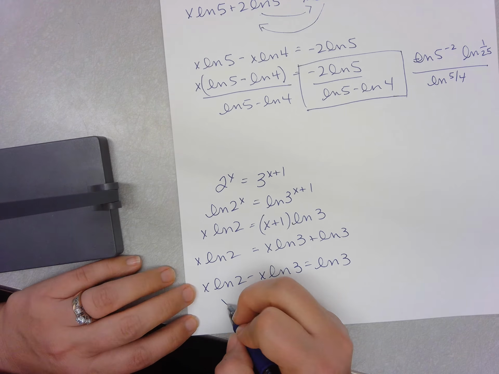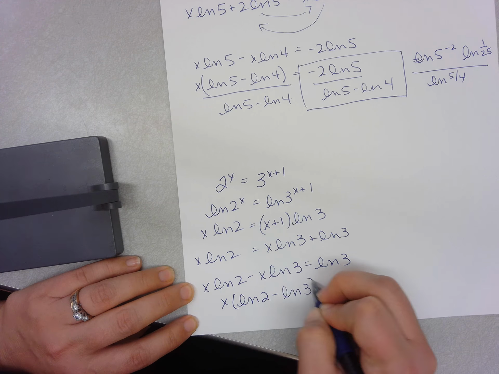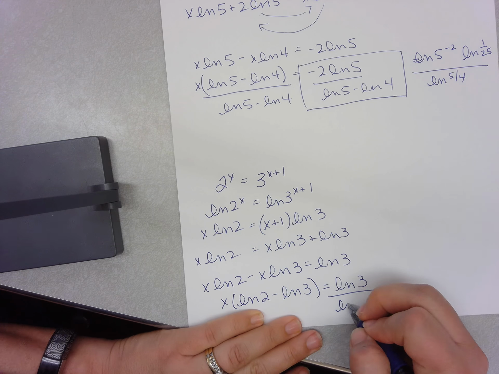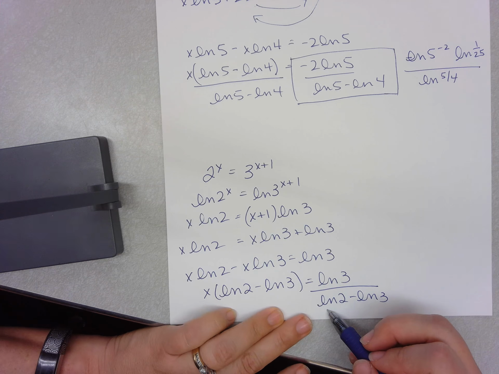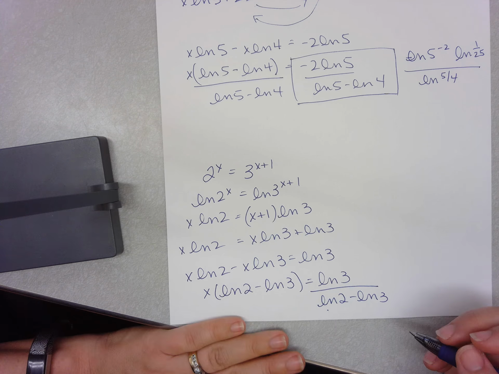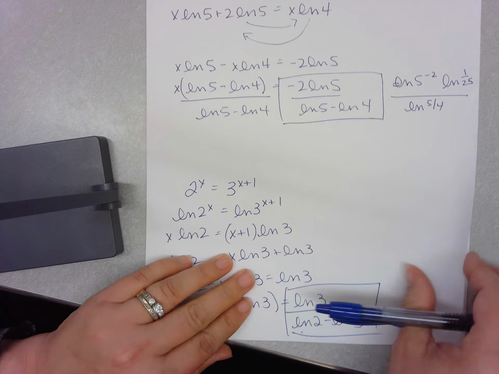And I can factor out my x. So this is x times the natural log of 2 minus the natural log of 3 equals the natural log of 3, and then I can just divide. So this is the natural log of 3 over the natural log of 2 minus the natural log of 3. Again, I could write this bottom as the natural log of 2 divided by 3 as one natural log in the denominator. I don't have to. I can put this in my calculator. It gives me the same answer.